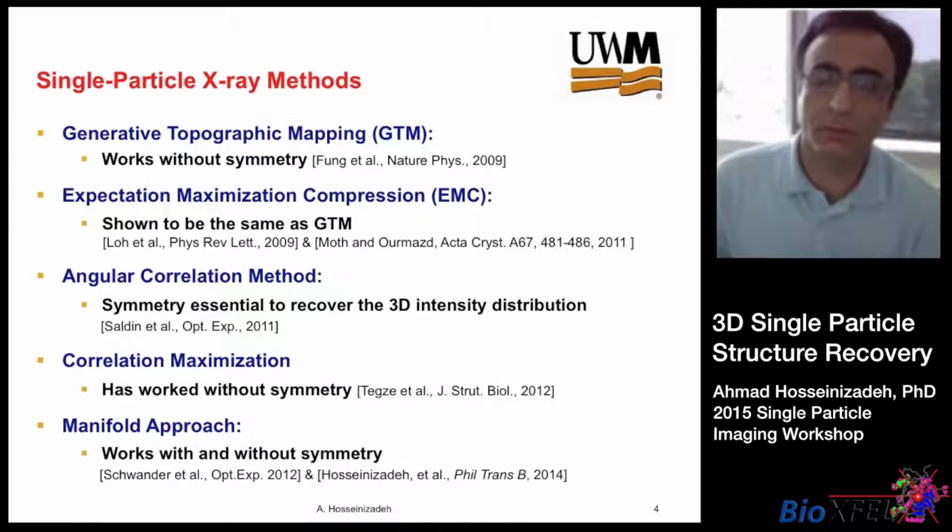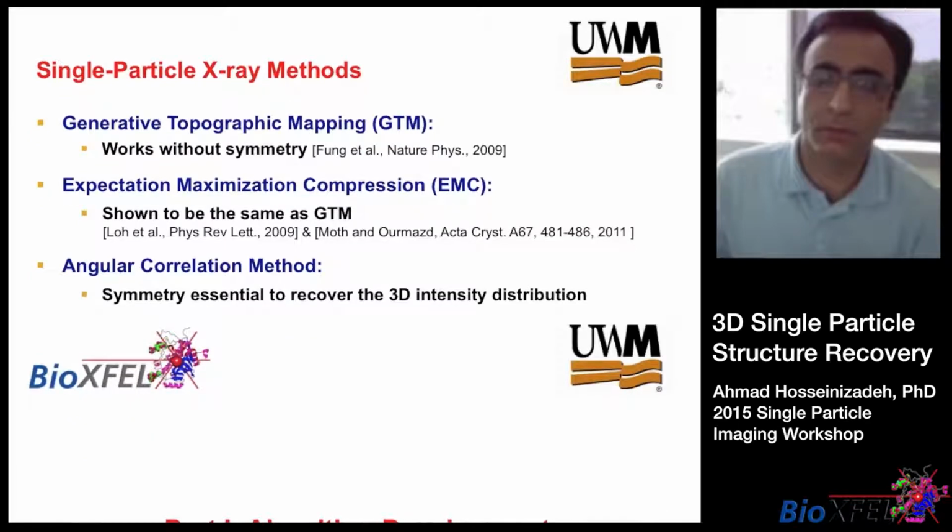So, as I said, there are several methods here. I list a few of them. The GTM method works without symmetry, I mean symmetry of the object. EMC also has been shown to be the same as GTM. It also works without symmetry. And in the angular correlation method, symmetry is essential. And I think Lana will talk about that this afternoon.